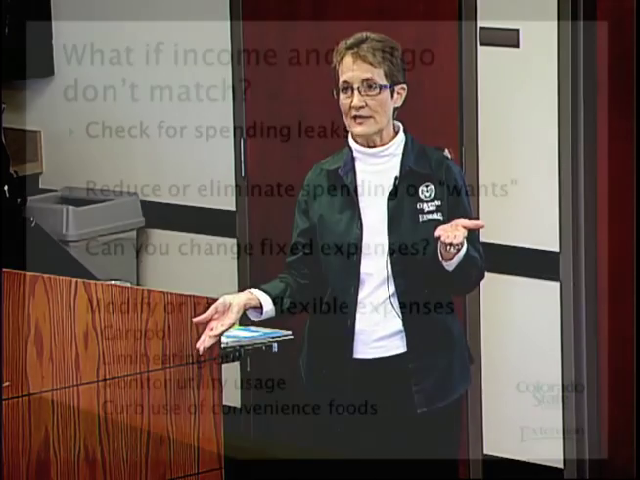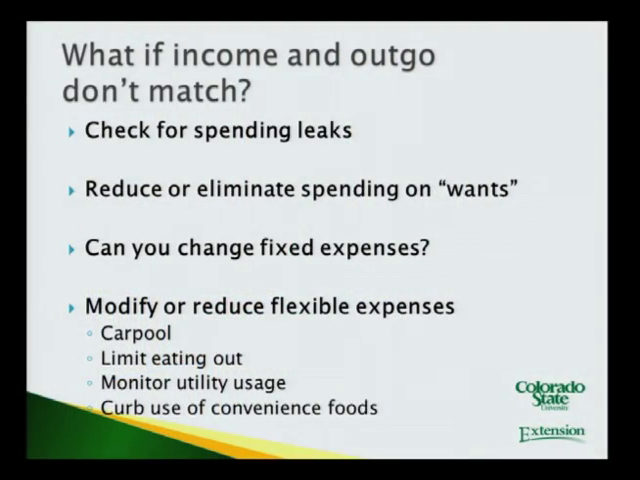And again, we have to plan for those things that are periodic expenses. They happen less than monthly, but we have to plan for them by setting aside some dollars for those things so that when the bill comes, we've got the money to pay for them. So what do you do if what you're bringing in and how much you're spending don't match?